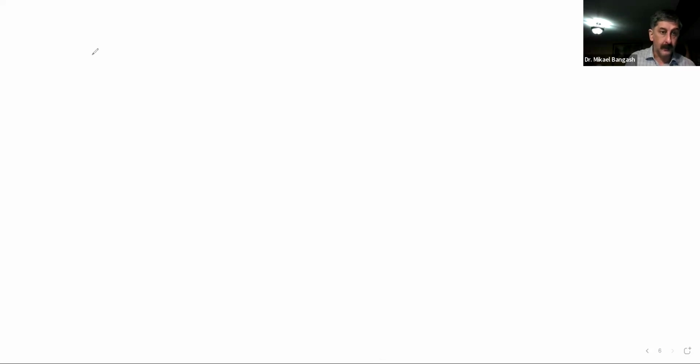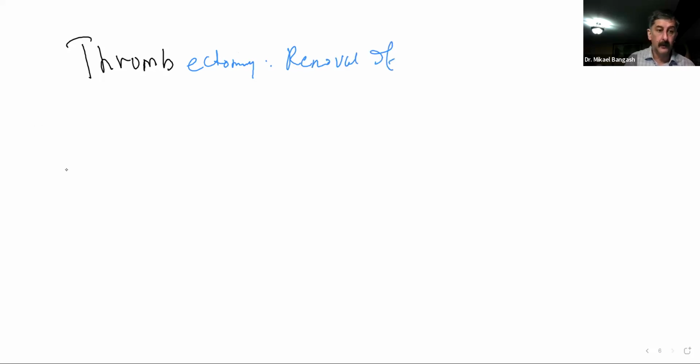Okay, guys, something else that can be removed: thrombectomy. Now, that's going to be the physical removal of a thrombus. Now, what was a thrombus? A blood clot. Clear.